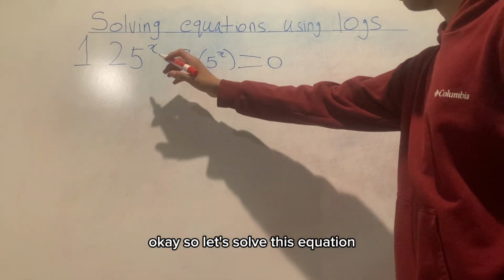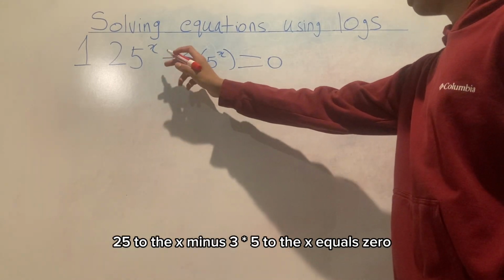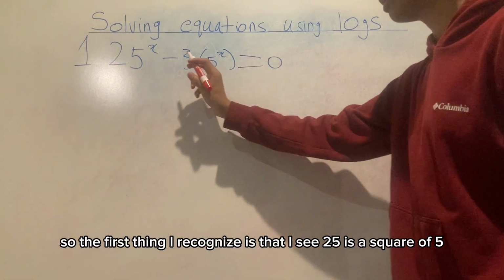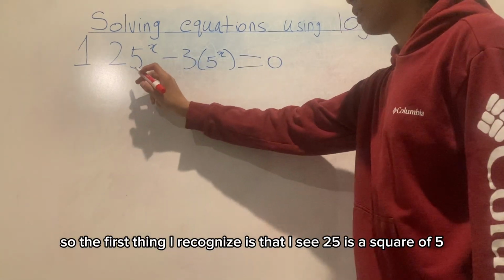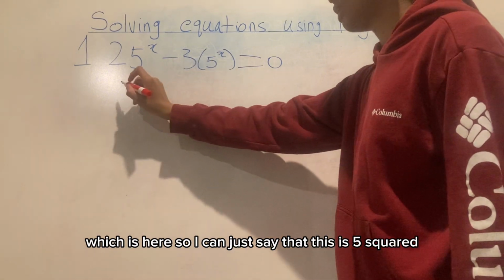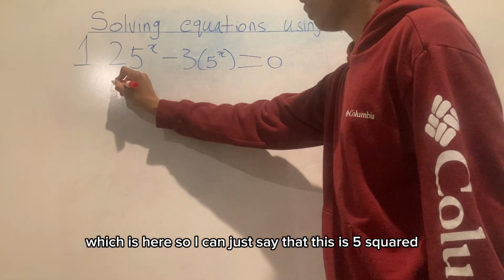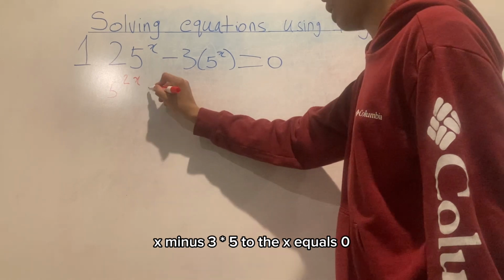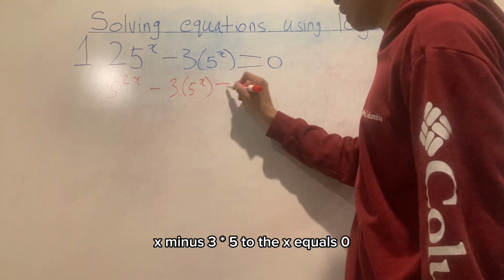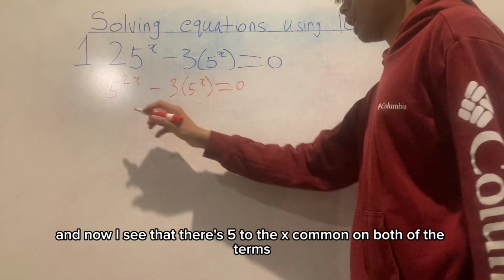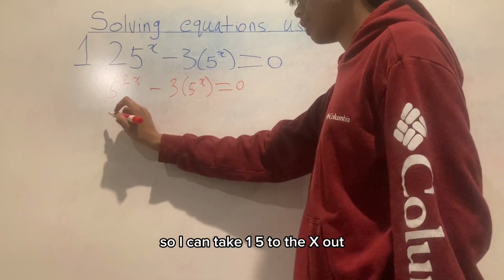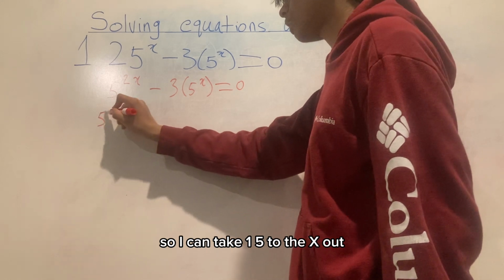Okay, so let's solve this equation: 25 to the x minus 3 times 5 to the x equals 0. The first thing I recognize is that 25 is the square of 5. So I can say this is 5 squared to the x minus 3 times 5 to the x equals 0. And now I see that there's 5 to the x common in both of the terms, so I can take 5 to the x out.